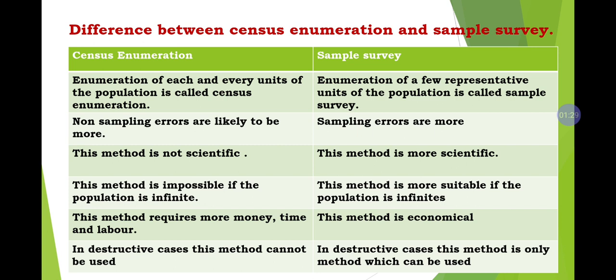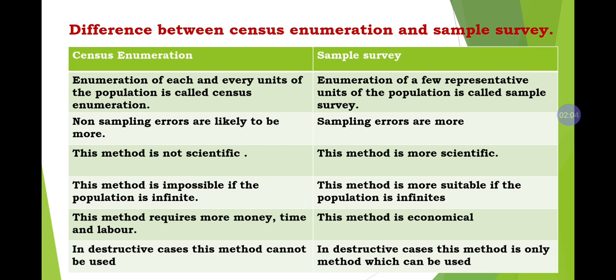Next, in census enumeration, sampling errors will not be there because we take each and every individual count. For example, if I go down one street, I get and count every house on the right side and every house on the left side, then the next street also, left and right. Each and every house, each and every person, I get the details. So there will not be sampling error.